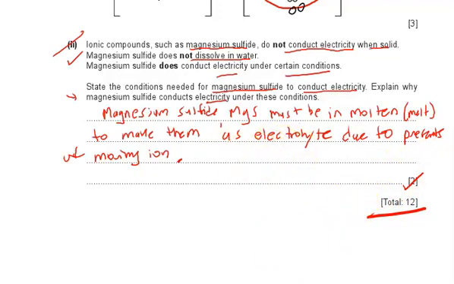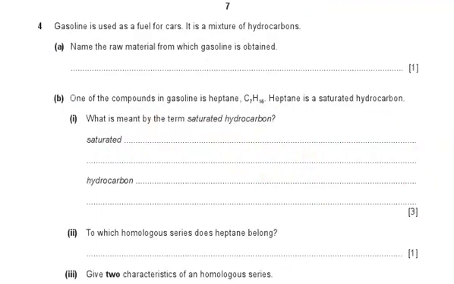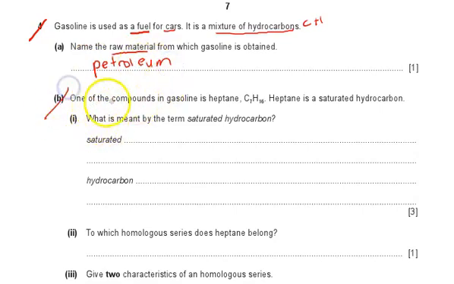So let us move to question number 4. Gasoline is used as a fuel for cars. It is a mixture of hydrocarbons, so you have C and H only. Name the raw material from which gasoline is obtained. It should be only one answer, which is petroleum.